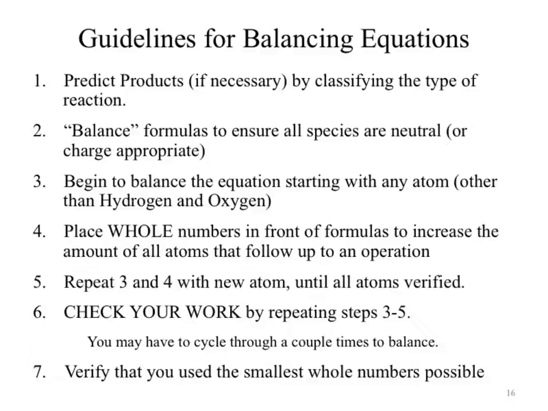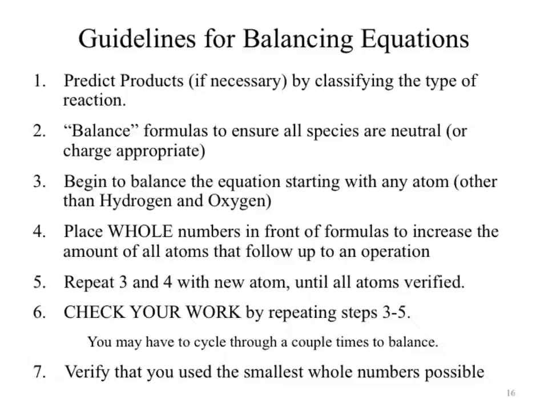The next part is that you will go through and you will repeat steps 3 and 4. You'll move to another atom and check reactant and product. Okay? If it doesn't balance, change the coefficients, the whole numbers in front, to get it to balance. Here's the part that nobody likes to do. Step 6. You will check your work by repeating steps 3 through 5. Okay?